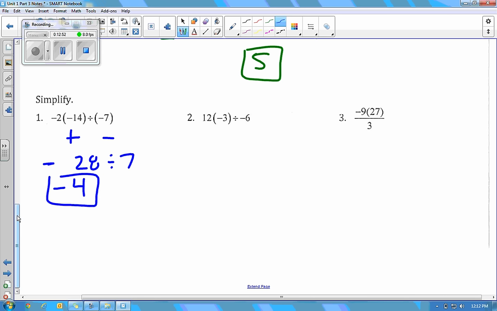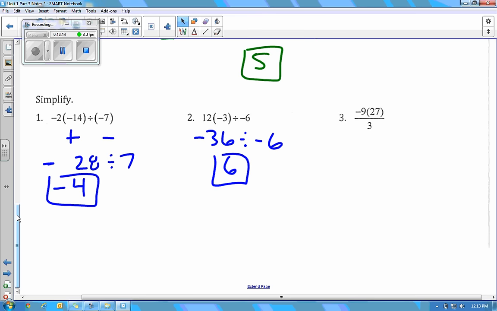Okay. Now, if you don't like to do it the way that I've been doing it, you can actually go step by step. What I mean by that is, I can just worry about 12 times negative 3, which is negative 36, and then do negative 36 divided by negative 6, and give me a positive 6. I like to figure out the power first. You don't have to do that. You can just work it out step by step. 3, I'll leave to you.